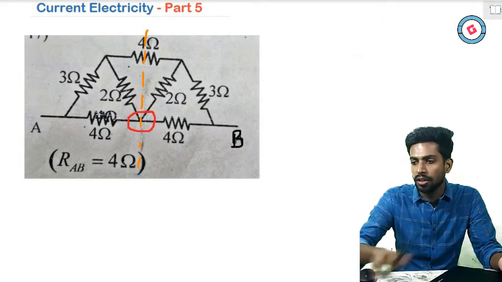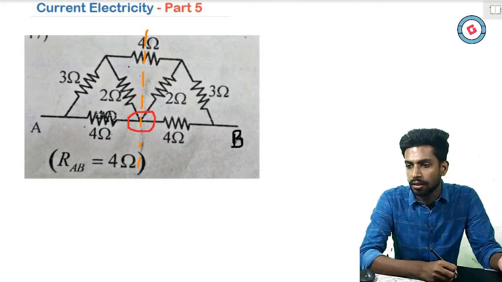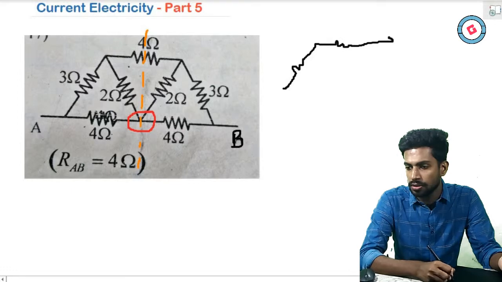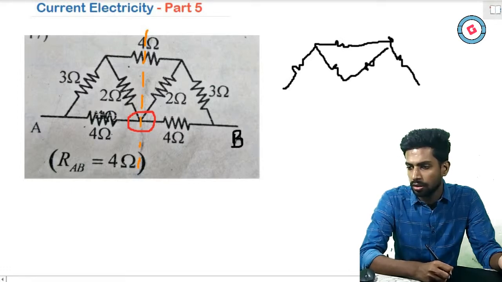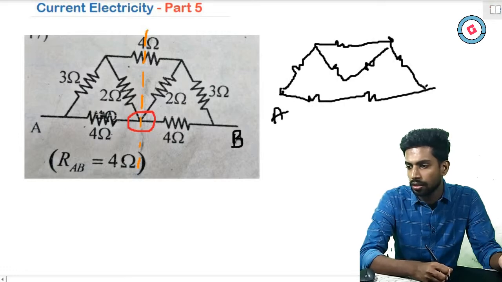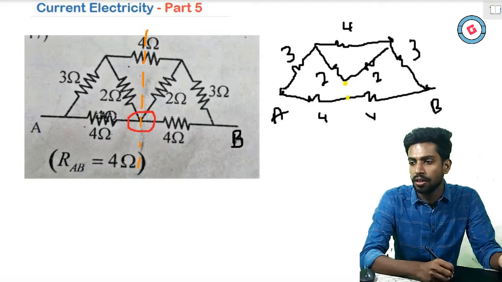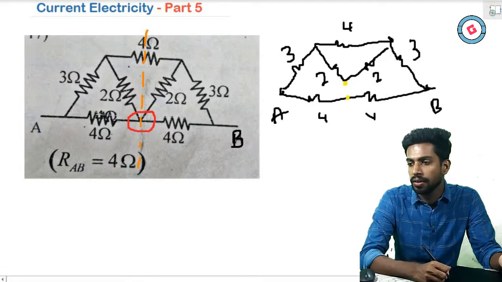the system will look like this: 3 ohms, 4 ohms, 3. This is point A, this is point B. The values are 3, 4, 3, 2, 2, and 4, 4. So we disconnect these points. So now we can simplify.